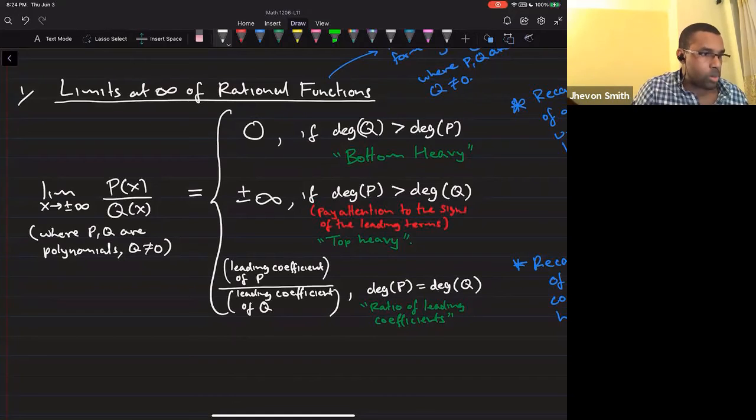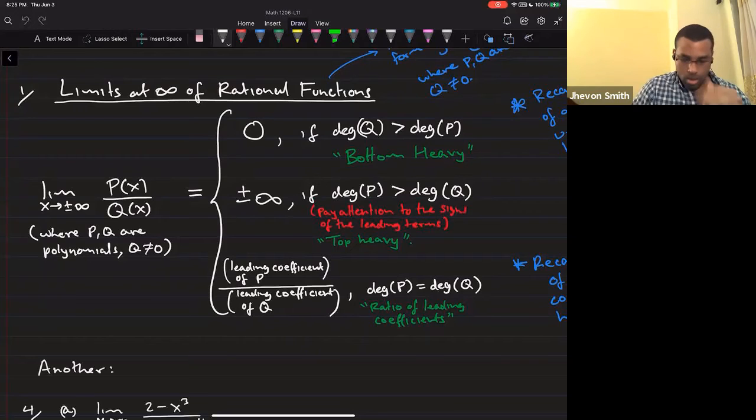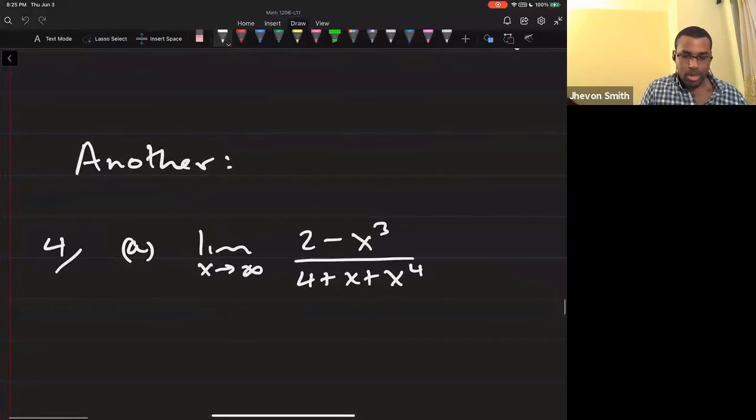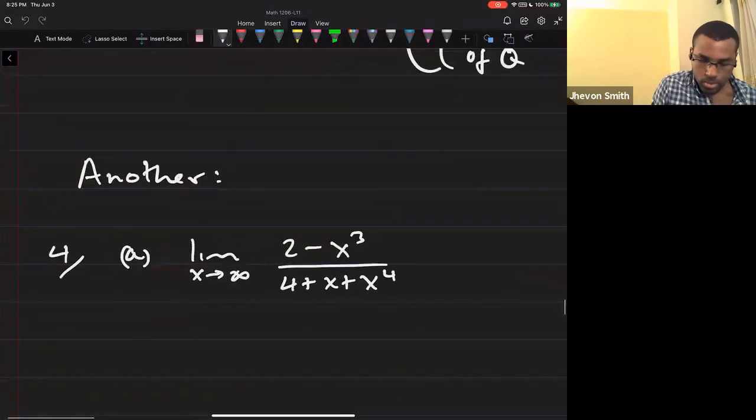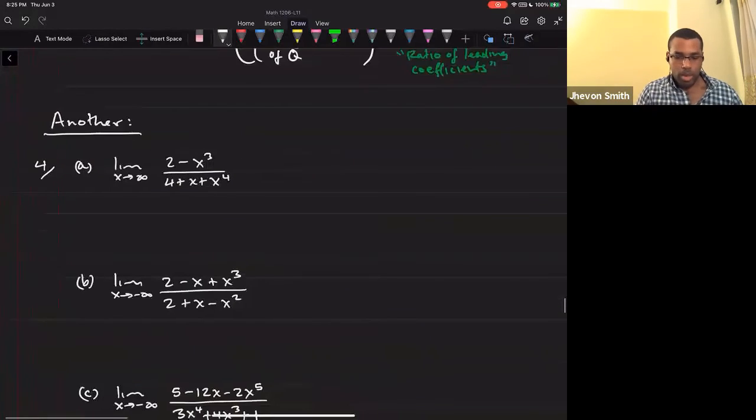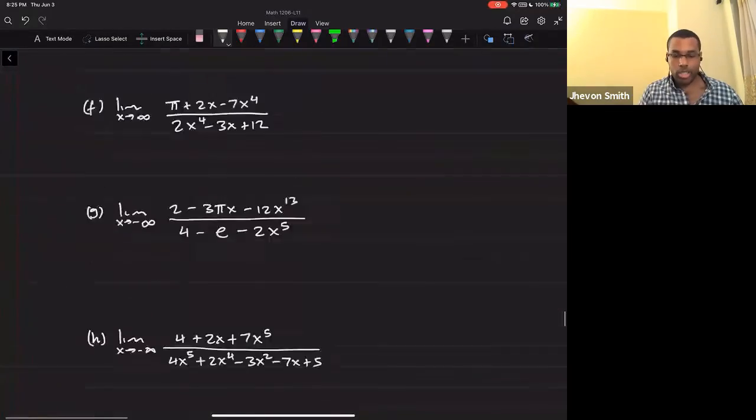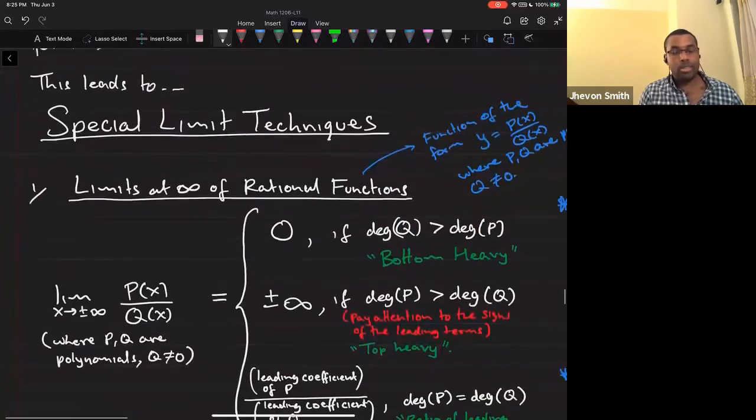So what we're going to do now is fix these. We're going to do a bunch more examples, but now we're going to do them essentially rapid fire. We're going to do them very quickly because we now have a special technique under our belts. So here's another example. Okay, so we have a bunch of examples here, A, B, C, D, F, G, H, but they all fall under this category.